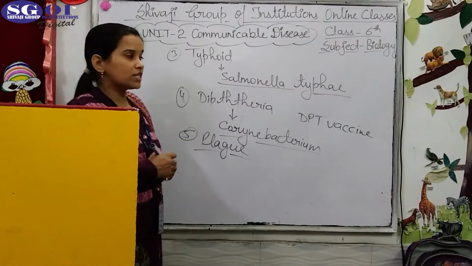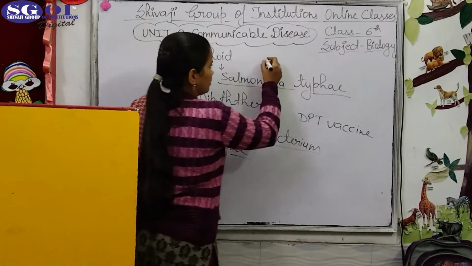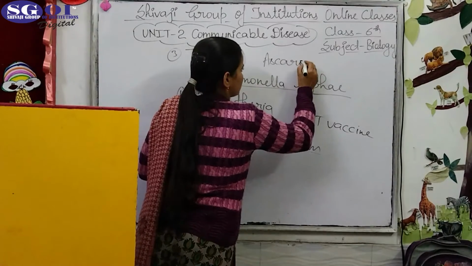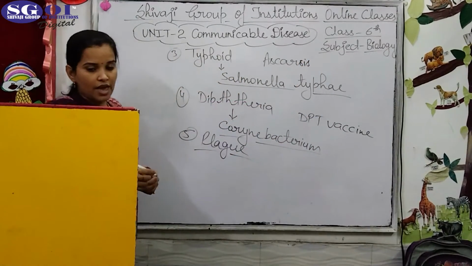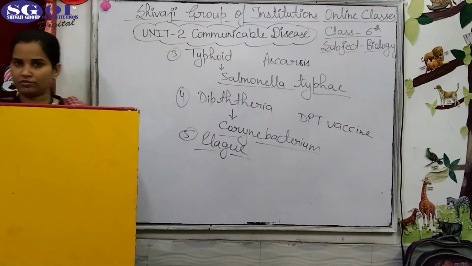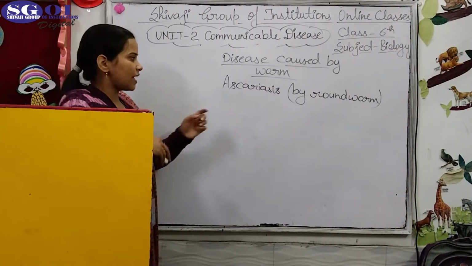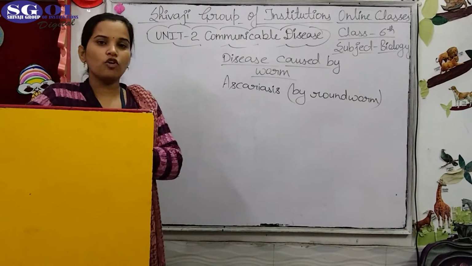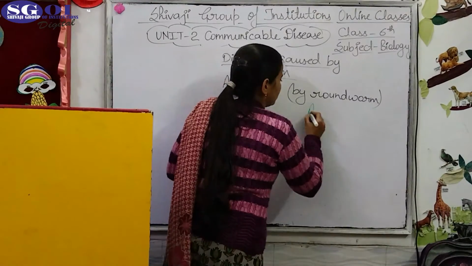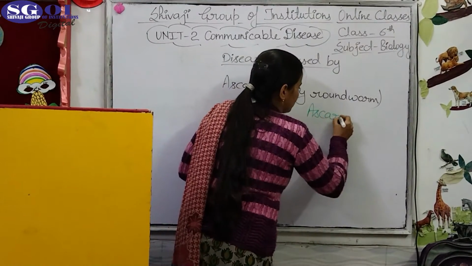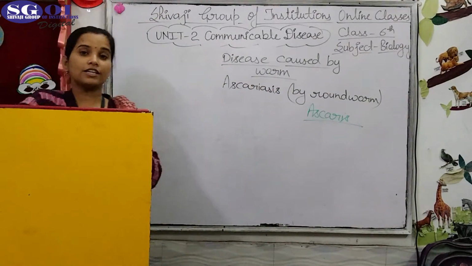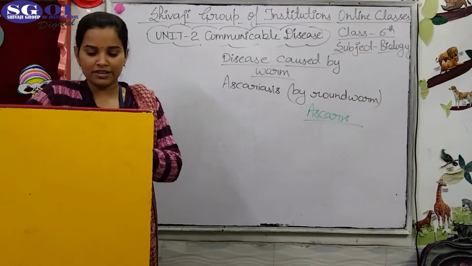So worm से होने वाली डिजीज है, that is Ascariasis. Ascariasis is the disease. So the disease Ascariasis is caused by the roundworm. Roundworm means Ascaris. Ascaris is a roundworm. Ascaris is the name of the worm which is found in our intestine. It's a roundworm which causes the disease Ascariasis.